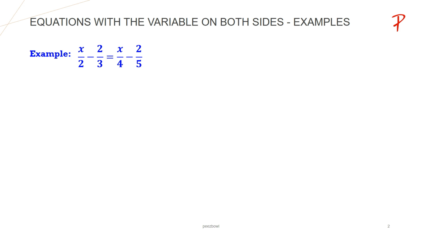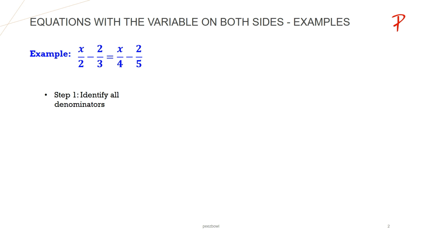Hi, in this video we will learn how to simplify a linear equation when there is a variable on both sides of the equation. Let us take this example: x/2 - 2/3 = x/4 - 2/5. In this example, we will solve a linear equation that has fractions and variables on both sides. Don't worry, we will break it down step by step.